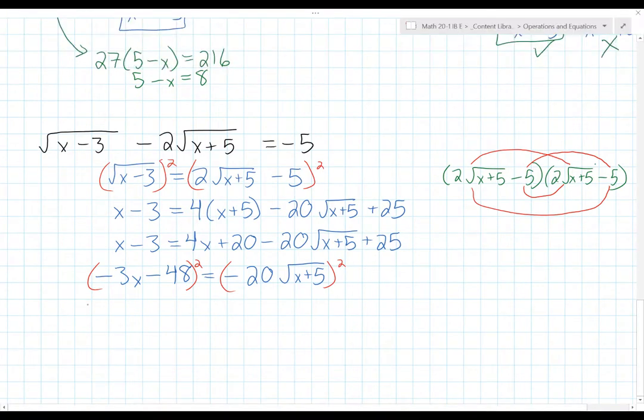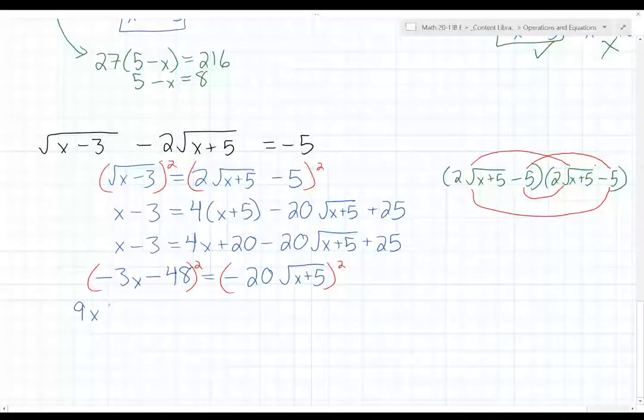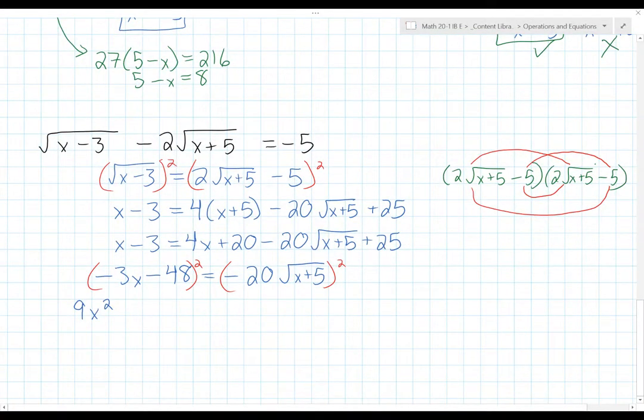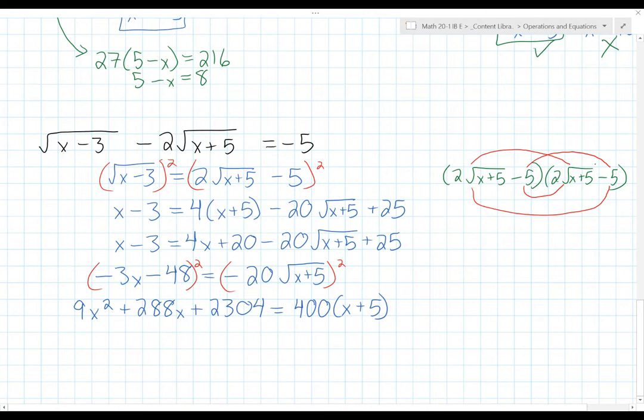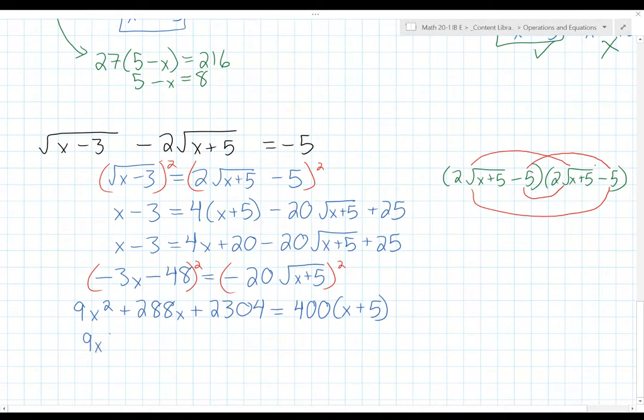But when I square that binomial on this side, I get 9x squared. My middle term is going to end up being plus 288x. And then 48 squared is 2304. On the other side, I do have to remember to square the 20, so I get 400 times x plus 5. Quadratic again, so I'm going to bring everything over to the same side. 9x squared minus 112x plus 304 equals 0.